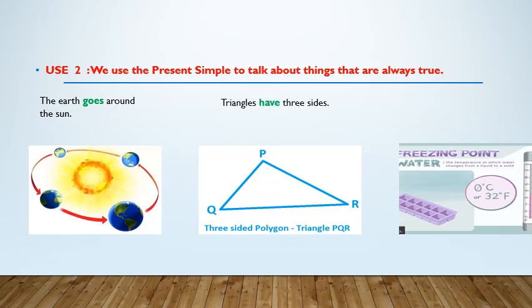Another scientific fact is triangles have three sides. So nobody can deny the fact that triangles have three sides. Water freezes at 32 degrees. So this is another scientific fact. And as you may know, there are so many scientific facts that are used in the present simple. Just to say, oil floats over water. So this is another scientific fact. We put it in the present.